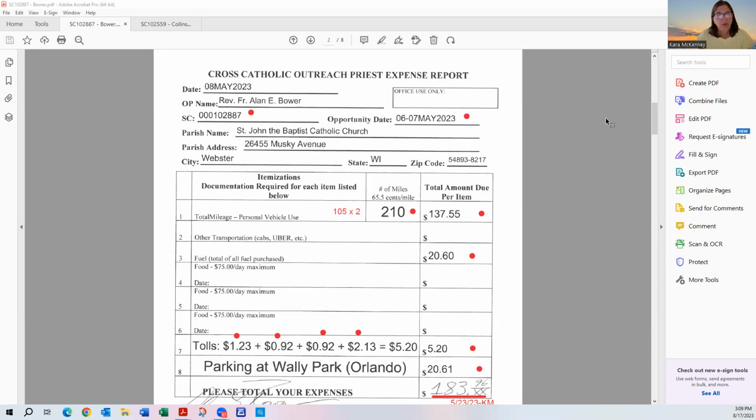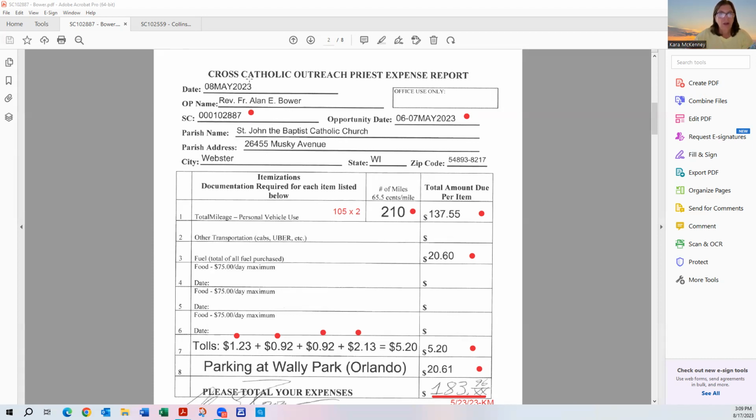When you fill out your expense report, and after it's complete with all the documentation, you can either email it to me at kmckenney@crosscatholic.org, or you can mail them in. This is an example that Father Bauer submitted that shows how you fill out the form.